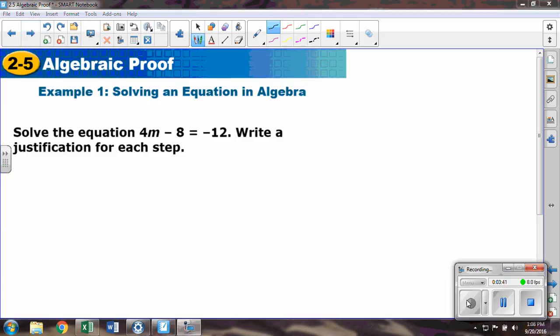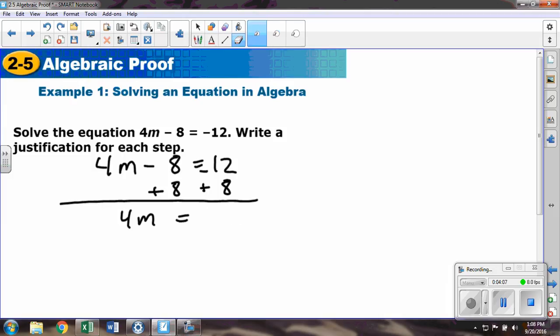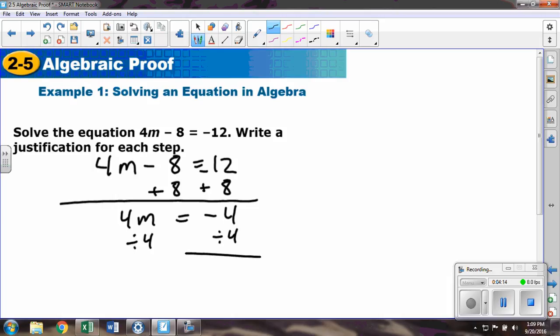All right, so the first thing that we need to do, we have this equation 4m minus 8 equals 12. First things first, solve it. We know that our first step would be to add 8, which would give us 4m equals 20. Wait, this is a negative 12, so negative 12 plus 8 would equal negative 4. From here, we could divide by 4, which gives us then m equals negative 1.